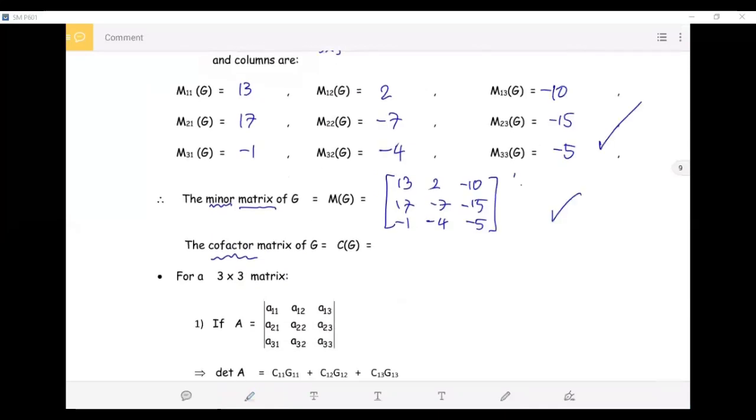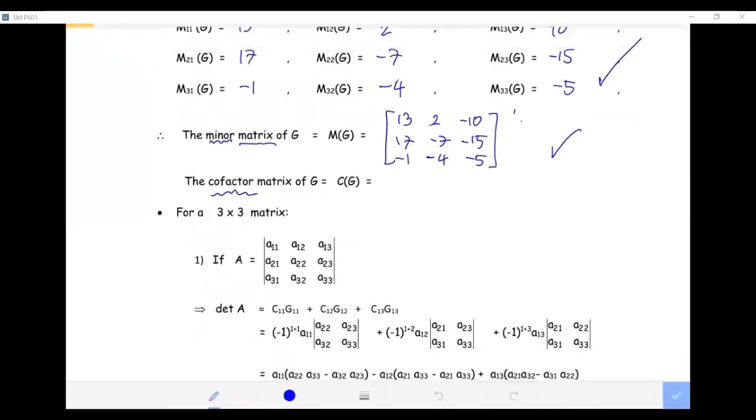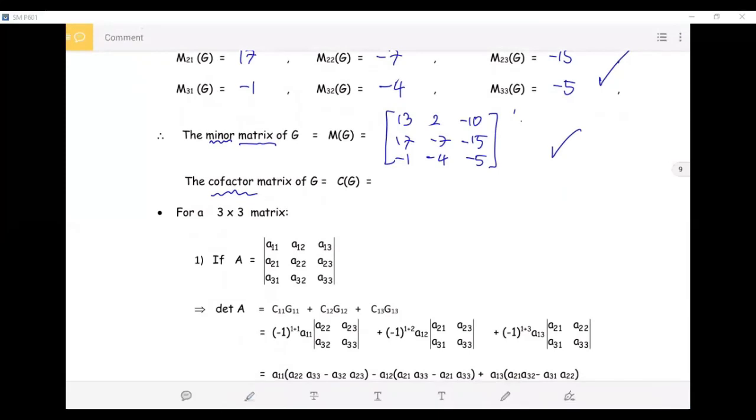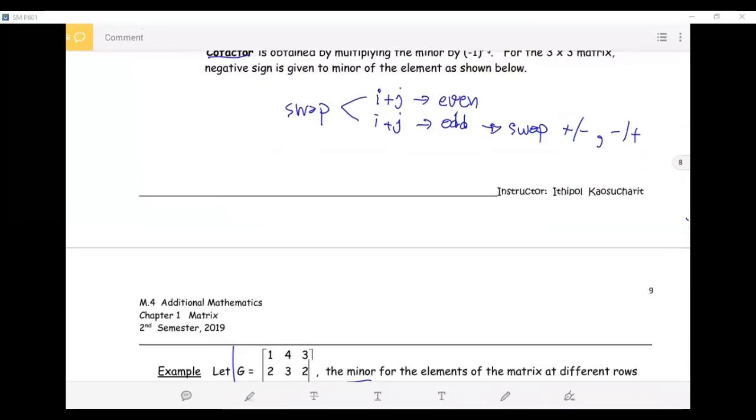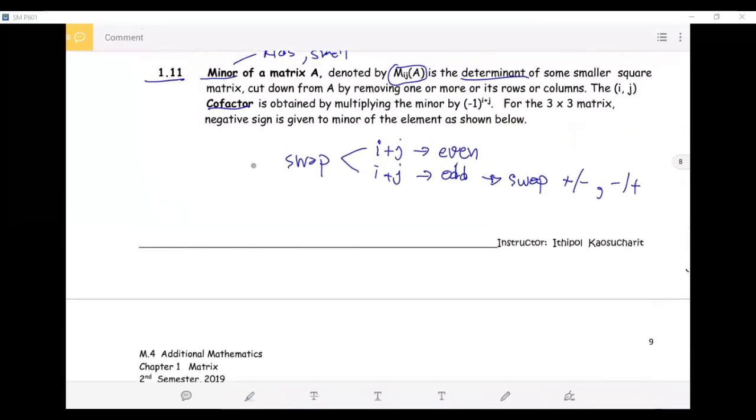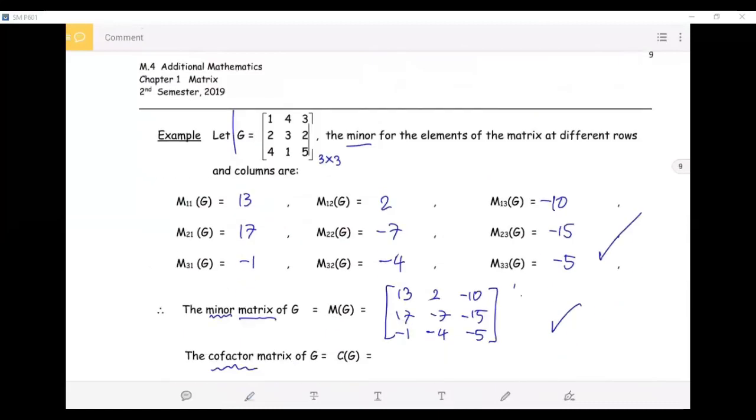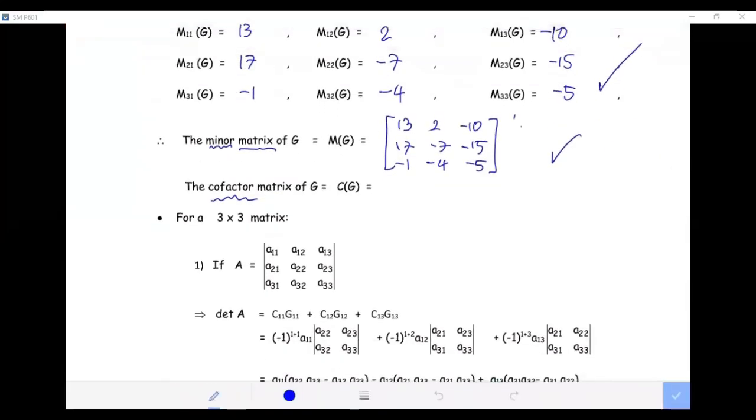So let's see. Do you still remember the rule? If you cannot remember, we go back a little bit. I told you that if you have the minor matrix, you have to swap the signs. If the row plus the column is even, do nothing. Be happy. But if i plus j, or row plus column, is an odd number, you have to swap the sign from negative to positive and positive to negative. Let's do it.